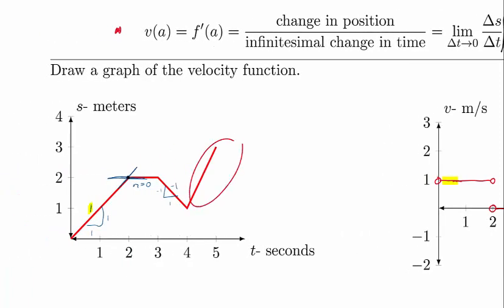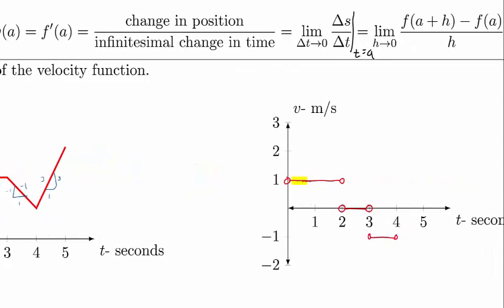And now look over here, from 4 to 5 seconds, the object moved away from us again. And how far did it move away from us? It moved away from us 3 meters, right? It moved away 3 meters, and it took it 1 second to do that. So rise over run, 3 divided by 1, so that's a slope of 3. And so we come over here, and from 4 to 5, we got open circle, open circle.